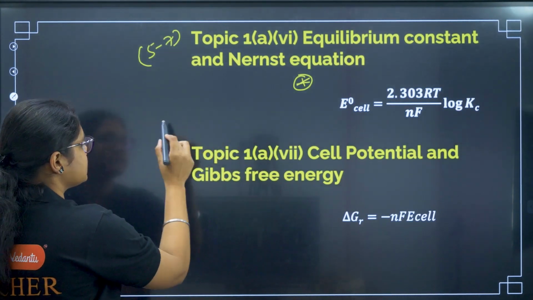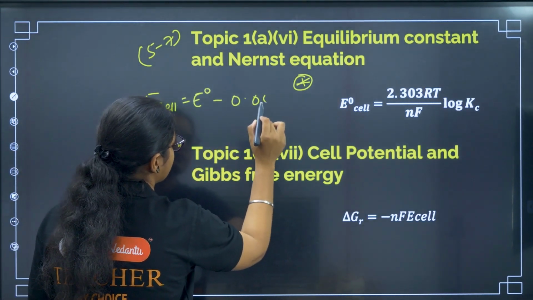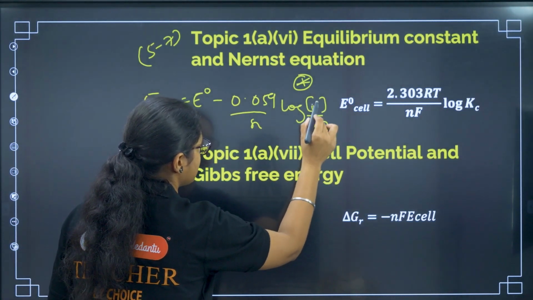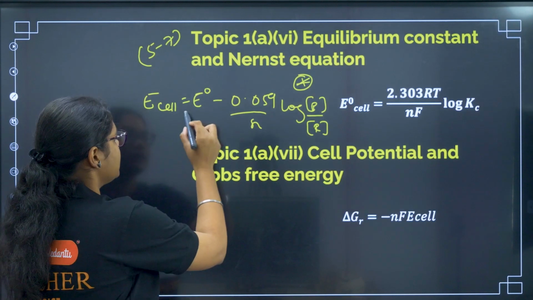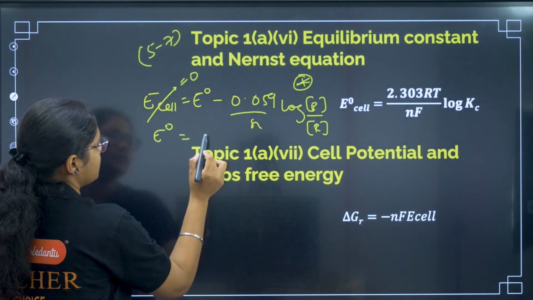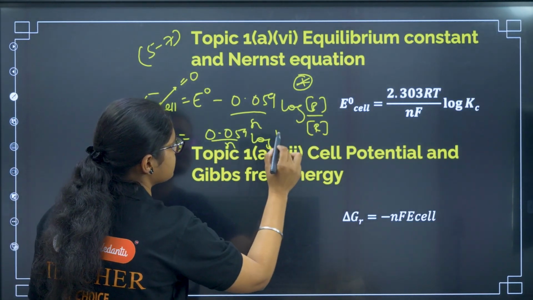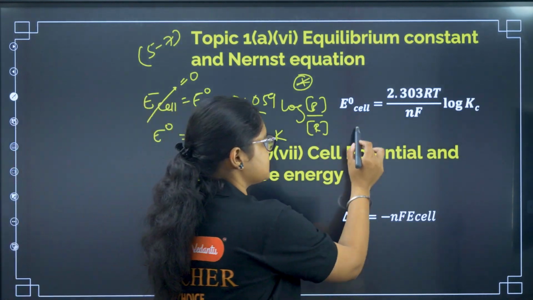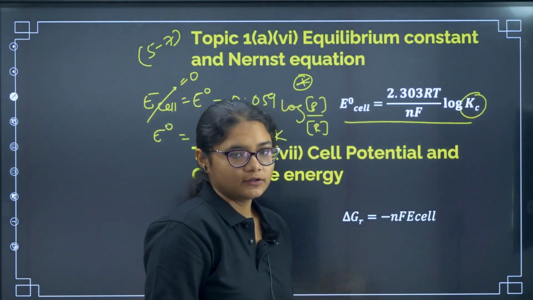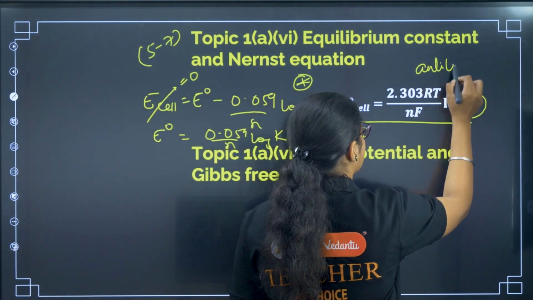So now what is this E of the cell? We have the Nernst equation: E naught minus 0.059 by n log of product concentration by reactant concentration. Now at equilibrium, what happens? E of the cell is equal to 0. So my equation is E naught equals 0.059 by n log of this. Since it is in equilibrium, this we can write as log K. So that is this equation. In many questions, you will be asked to find the value of Kc, so you should know how to take the anti-log also. So one additional thing you have to learn here is how to take anti-log values.